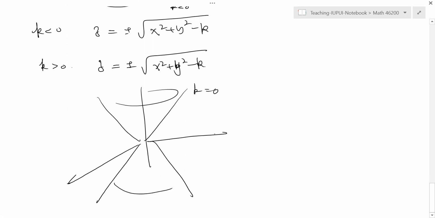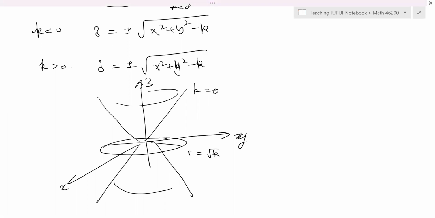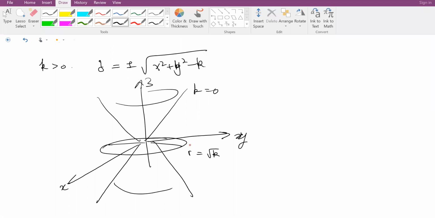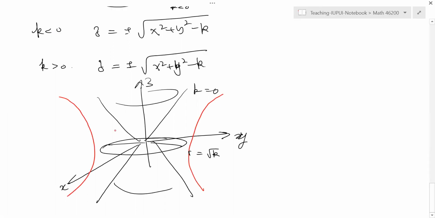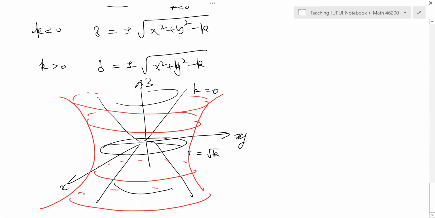When K is positive, there's a circle here with radius r equals square root K. And inside of this circle, Z is not defined. Outside this circle, Z is defined. So there is a plus minus part. So the graph looks like that. Okay, can you understand, right? This is a picture. All right, so it's defined and there's the plus minus.